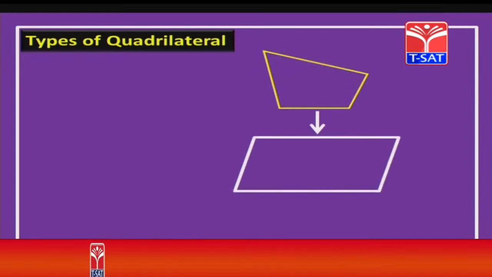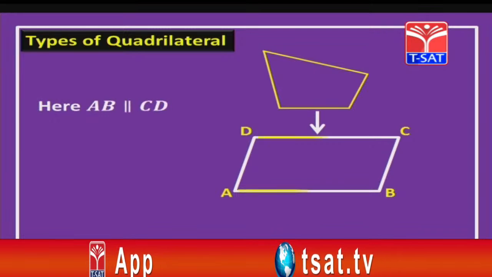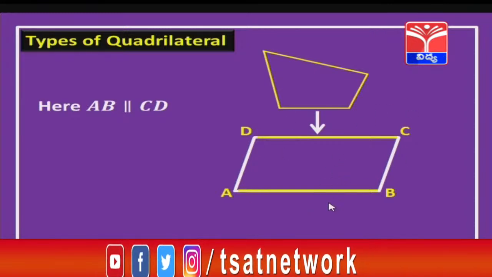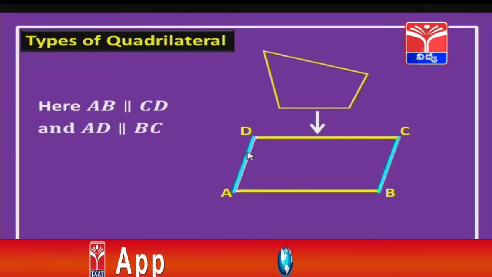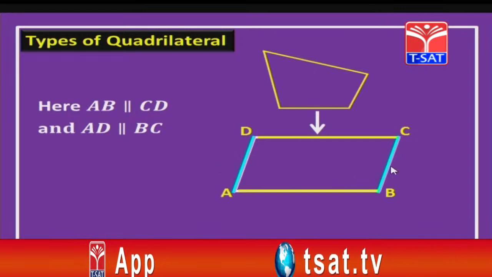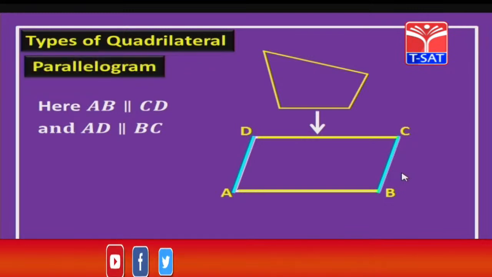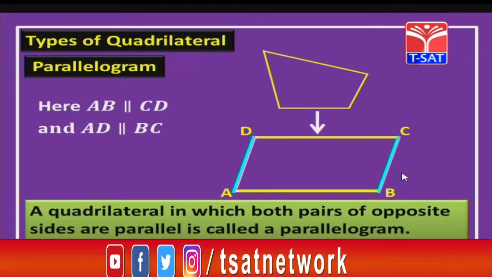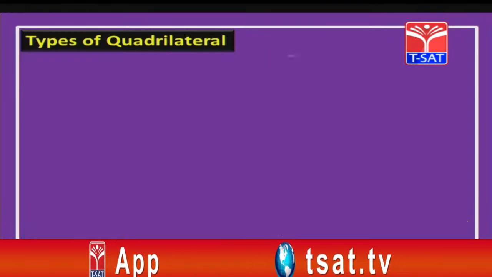So, here again we have a quadrilateral ABCD, but here we can notice AB is parallel to CD. So, here one pair of opposite sides, that is AB and CD, are parallel to each other, and also we have AD parallel to BC. That means both pairs of opposite sides of this quadrilateral are parallel. Now, such type of quadrilateral is called a parallelogram. So, how do you define it, children? A quadrilateral in which both pairs of opposite sides are parallel is called a parallelogram. Let us move on to our next type.